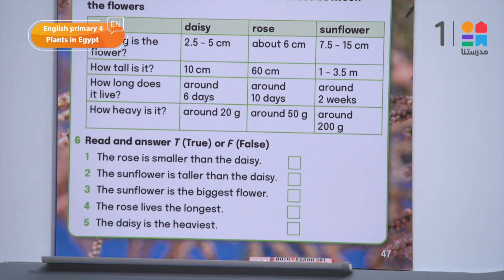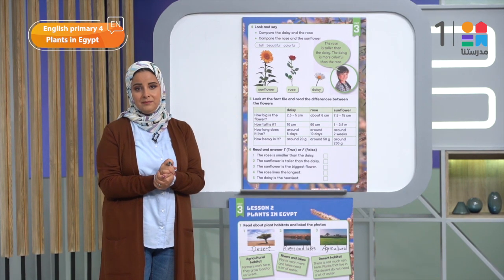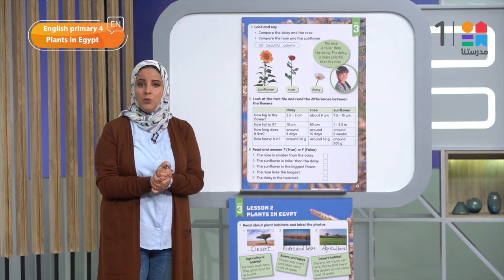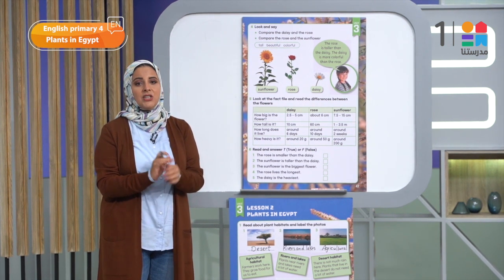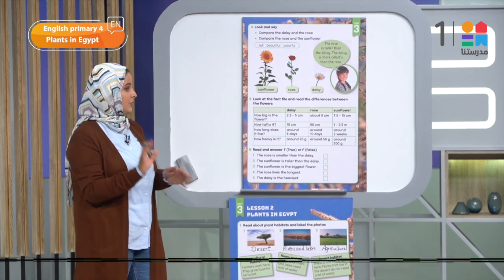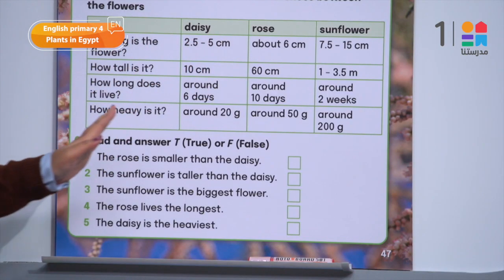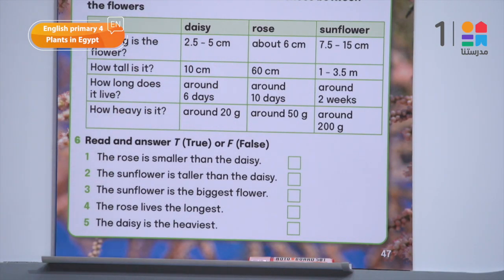The rose is smaller than the daisy. Again, number 1. The rose is smaller than the daisy. Look at the table. The rose and the daisy. Is the rose smaller than the daisy?